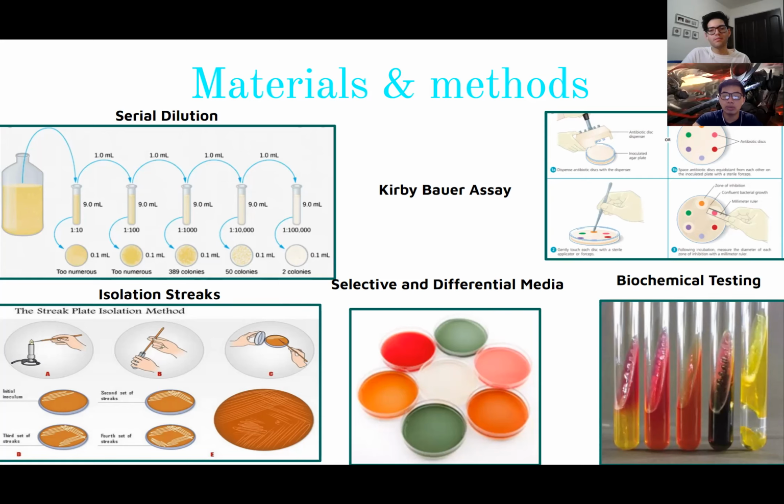the sample is going to be placed through several biochemical tests and selective differential media. The results from the biochemical and selective differential media are going to be placed in an API 20E test and Kirby Bauer assay. Using that information, we're going to refer to the Bergey's manual in order to identify the bacteria and other identification results from the API 20E test.